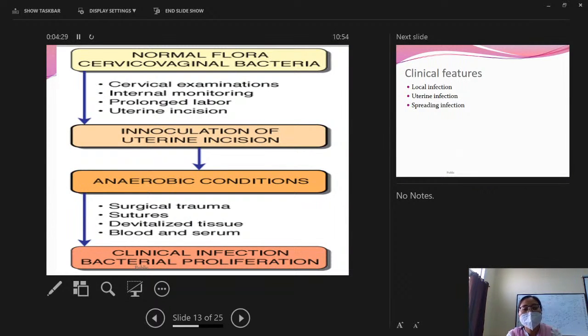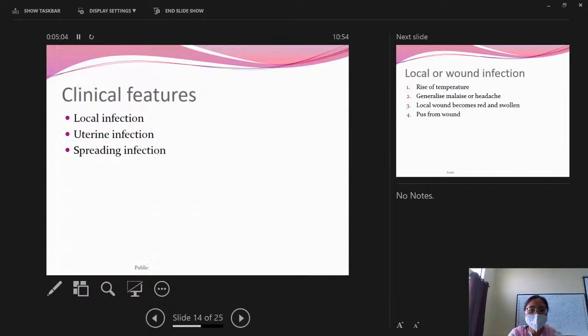So this is a flow chart showing how it is introduced. When we do a PV examination, the cervical mucosa is breached, and the normal flora is inoculated into the uterus. After the delivery there is surgical trauma, and there will be suture materials, devitalized tissue, blood and serum, which are a medium for the growth of the bacteria, and thus lead to bacterial proliferation.